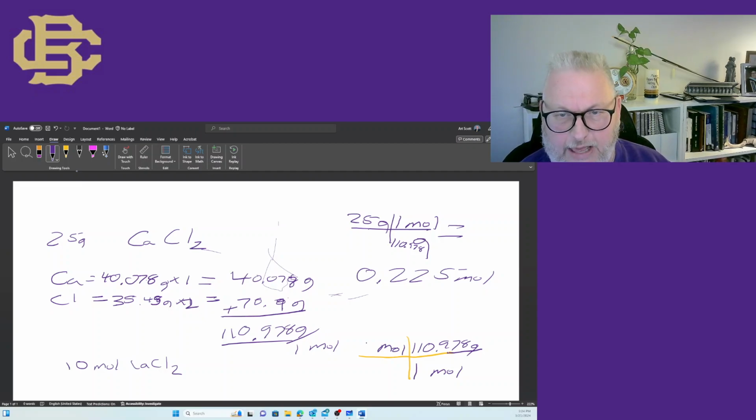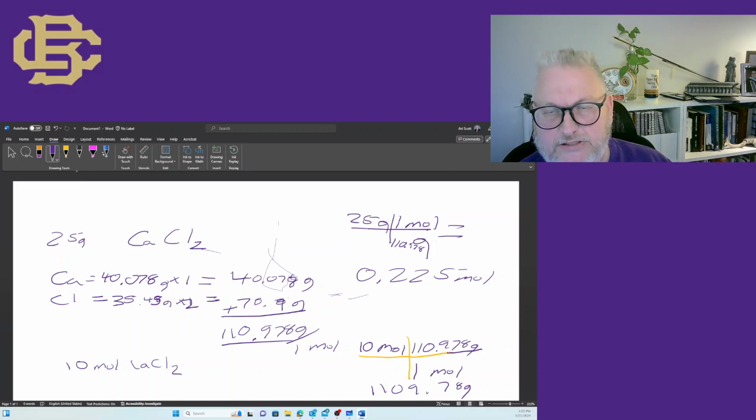So now it said how many grams are in 10 moles. So now all I got to do is multiply 10 times 110.978, or 1109.78 grams of calcium chloride in 10 moles.